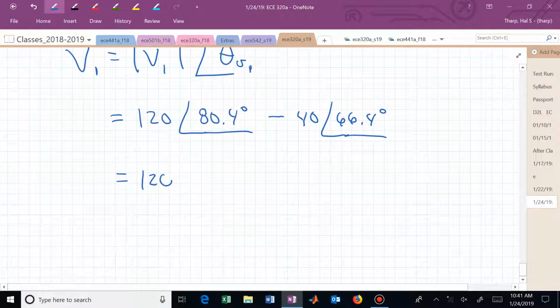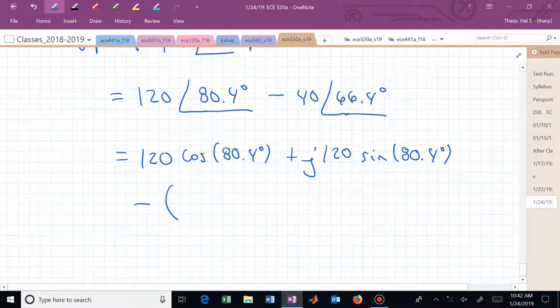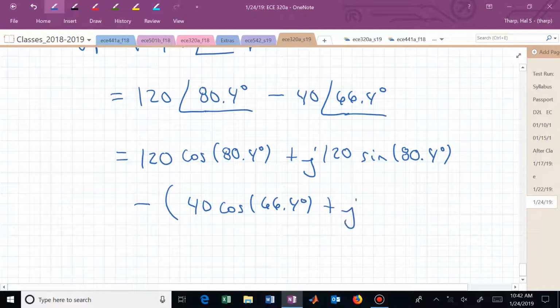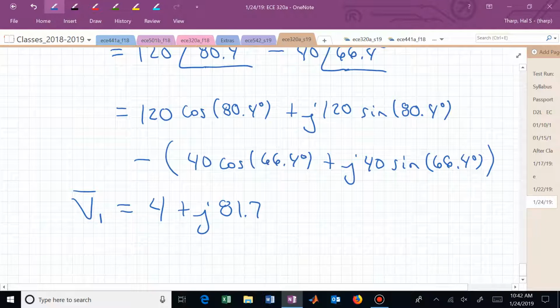If we do that, this is now 120 times the cosine of 80.4 degrees plus j 120 sine of 80.4 degrees minus V sub 2, which is now 40 cosine of 66.4 degrees plus j 40 sine of 66.4 degrees. Doing the algebra, then, we end up with V sub 1 being 4, not much real component, plus j 81.7. That's now a triangle with a real component of 4 and a vertical component of 81.7. We can find the hypotenuse of that right triangle.